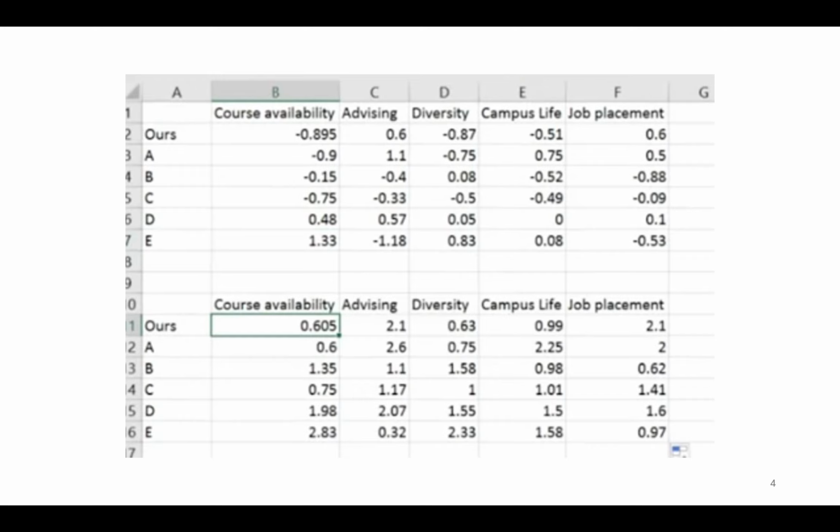Today we'll be talking about strategic use of contrast. In this data set, we have the small fiction data set from a comparative study of survey results from 6 colleges. And these are the index survey results that go from minus 1 to positive 1 for each of the 5 categories such as campus course availability, advising, diversity, campus life, and job placement.